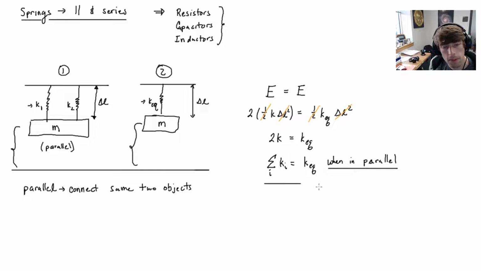So there we go. We've got some idea about, hey, when our springs are in parallel, KEQ parallel is simply equal to the summation of the individual spring constants, Ki.